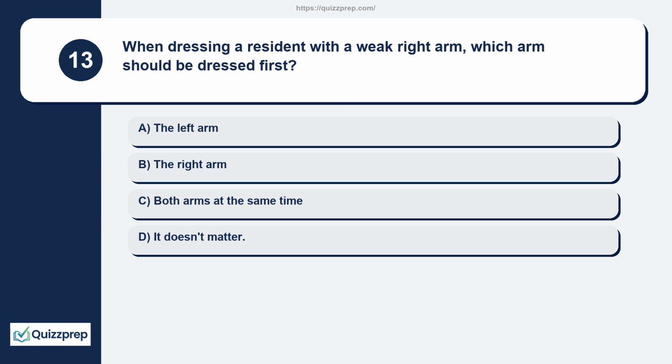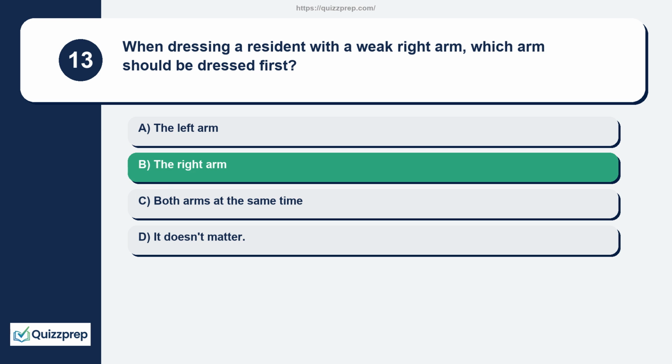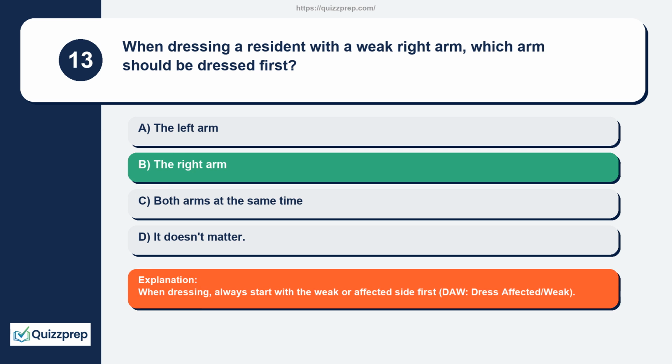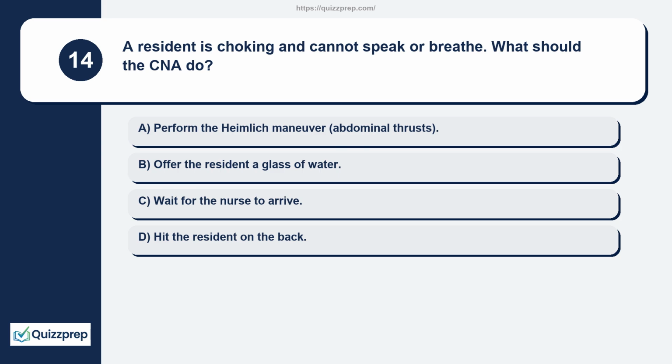Question 13. When dressing a resident with a weak right arm, which arm should be dressed first? The left arm, the right arm, both arms at the same time, it doesn't matter. When dressing, always start with the weak or affected side first.